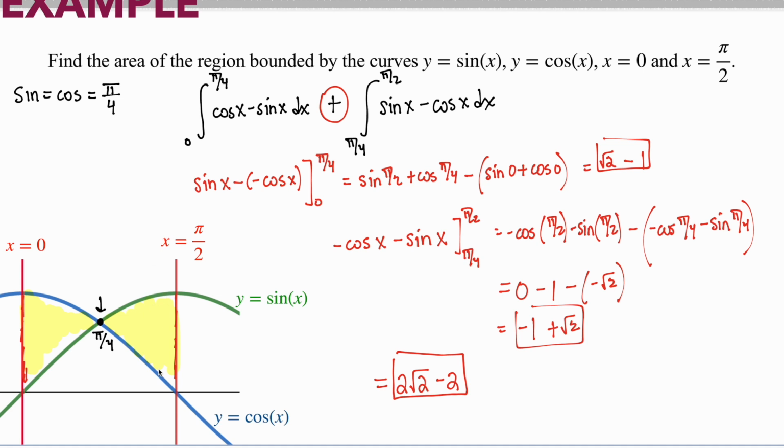Because this is odd, this is even, and they cut in the middle, you could have found just one area, and then you could have doubled it. If you double the square root of 2, you get 2 square roots of 2, and if you double 1, you would get 2. So in this case, it's almost like an even-odd type of function, because each part of the area looks like it mirrors itself.